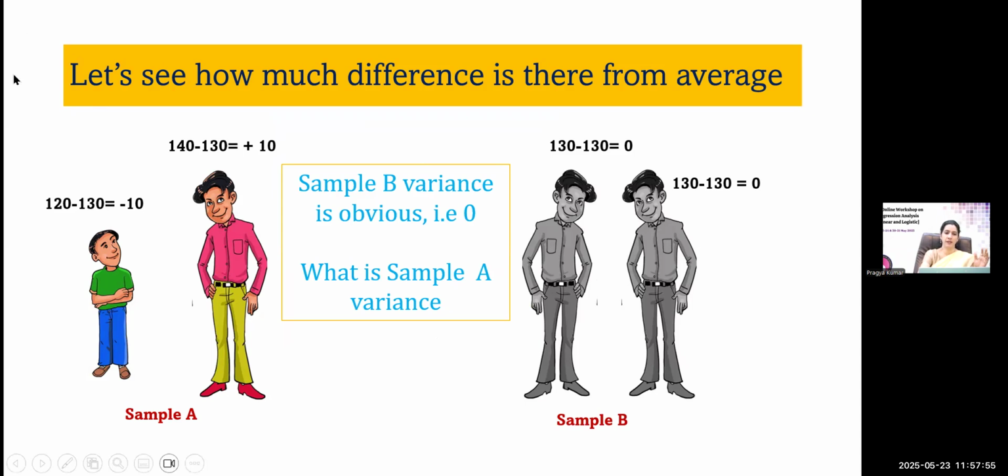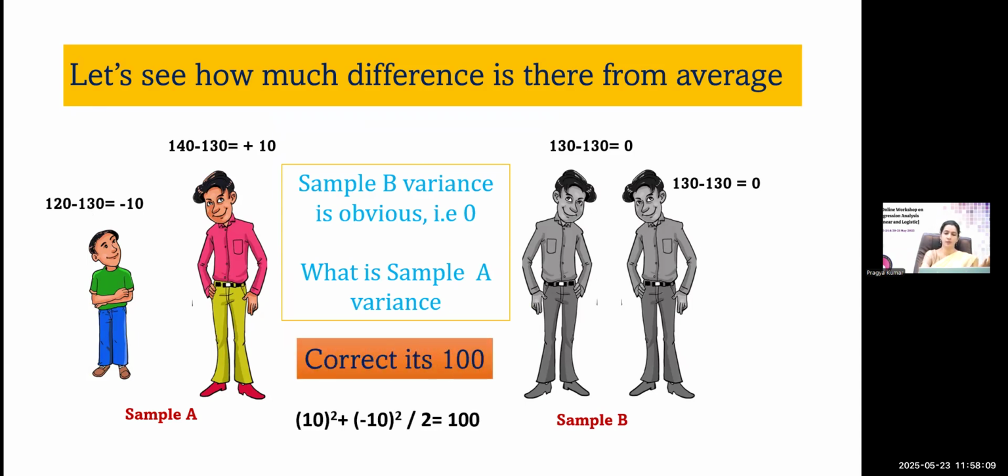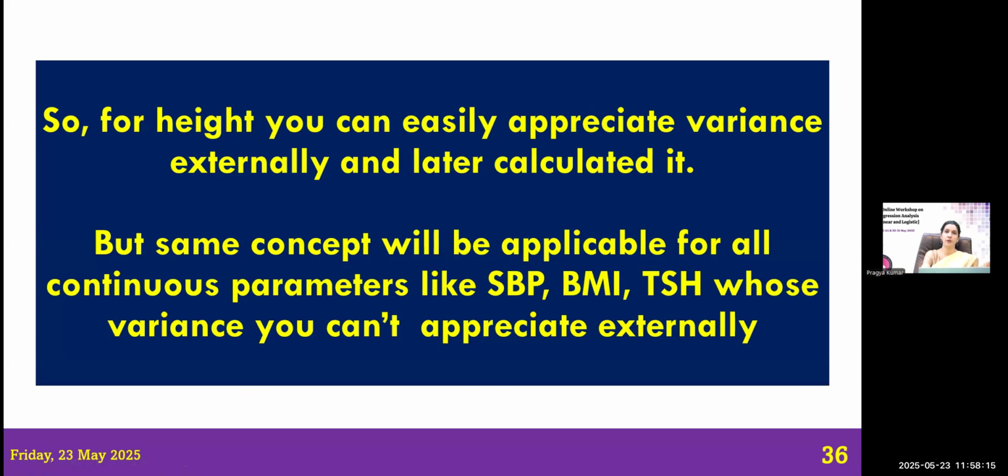So here, if I calculate the mean, it is 130. So 140 minus 130 will be plus 10, and here 120 minus 130 is minus 10. So here I square it. If I square it, it will be 100 and 100. So 200 divided by 2 will be 100. So the variance in this case is 100. So for height, we can easily appreciate variance.